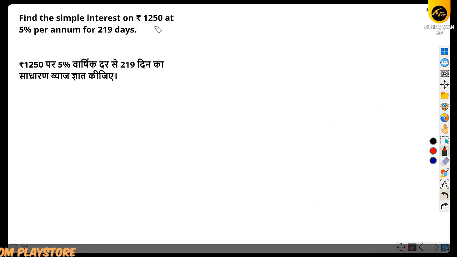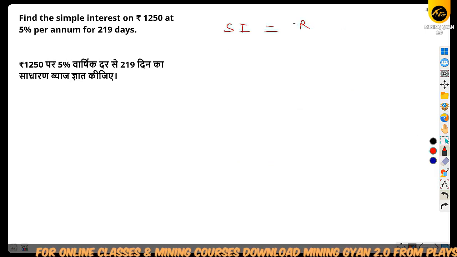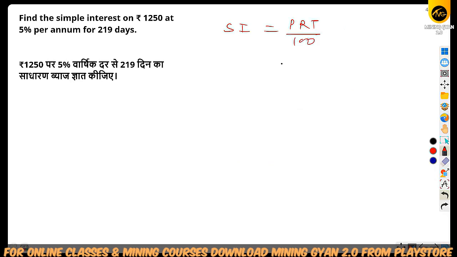Find the simple interest on 1250 rupees at 5% per annum for 219 days. Okay, in this problem we have the time in the form of days, so you just convert these days into years, so that you can calculate the simple interest easily, which is equivalent to PRT divided by 100. Now we have the principal amount, that is 1250 rupees, and the rate of interest is 5% per annum.